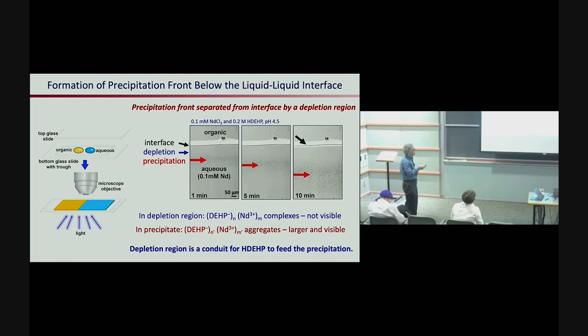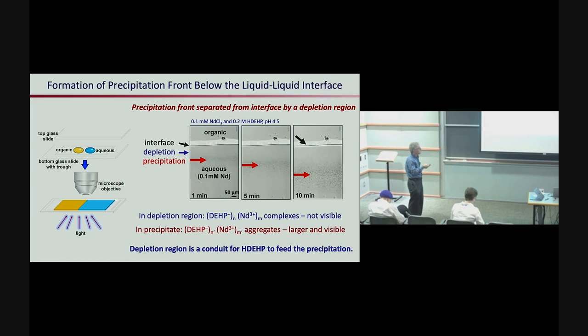And so you can imagine there's some flux of HDHP coming down here, probably complexes of HDHP and neodymium forming in this region, but then at some point you start forming precipitate. So perhaps that's due to some fluctuations towards supersaturation in that region. It's not clear to me exactly what the mechanism is, but that's one of the things we still need to follow up on. But what is odd, which struck us, is that you sort of have a conduit for bringing HDHP into the aqueous phase and then taking it out of the aqueous phase by the precipitation.